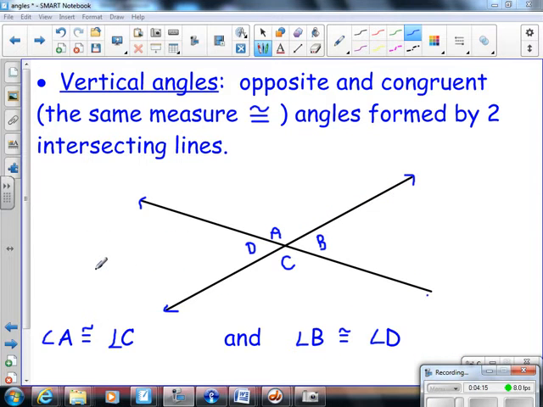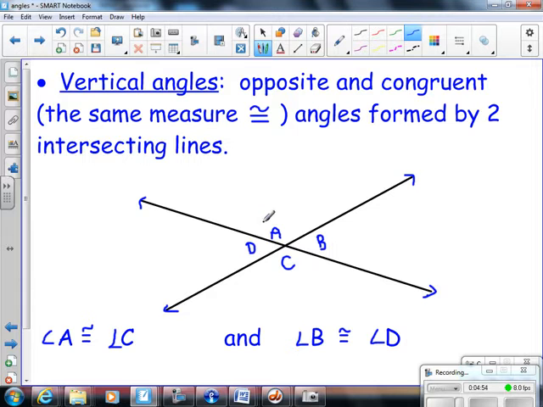Okay, the next type of very special angle pairs are called vertical angles. Vertical angles are formed from two intersecting lines, any lines that cross or intersect, just like an intersection in the street. Opposite angles are congruent, or they have the same measure, and this is your congruency symbol. So we can say that angle A and angle C are congruent. They're exactly the same. We can say that the measure of angle B and angle D are congruent. So vertical angles are opposite and congruent angles formed by two intersecting lines.